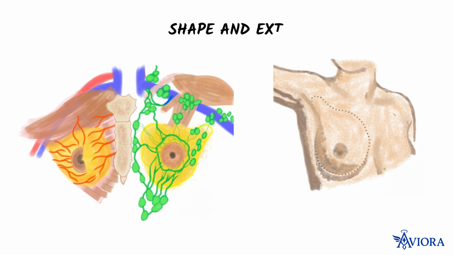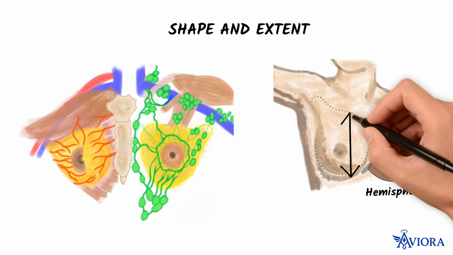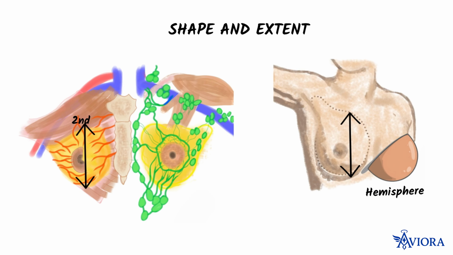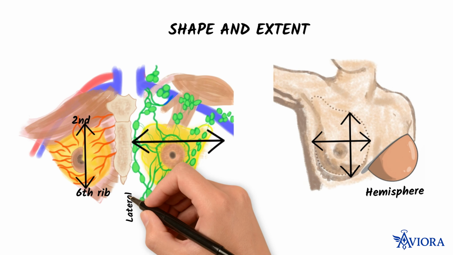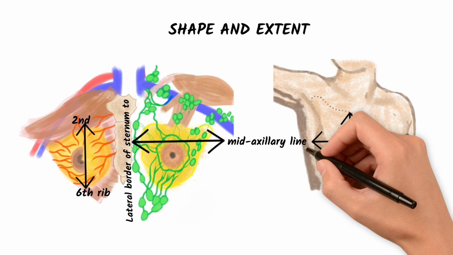In terms of its shape and extent, the breast is a hemispherical bulge situated on the anterior thoracic wall. Vertically, it spans from the second rib to the sixth rib, and horizontally, it extends from the lateral border of the sternum to the mid-axillary line.